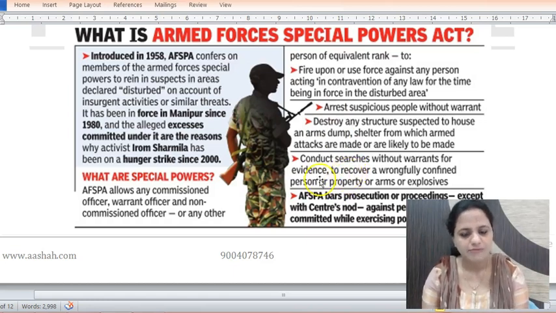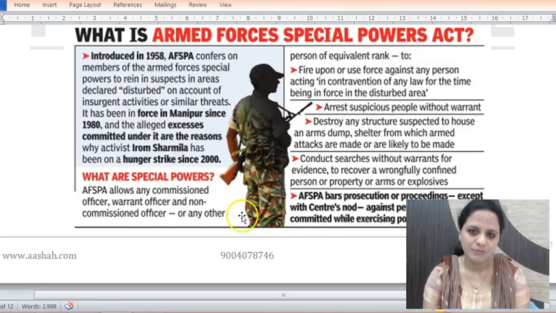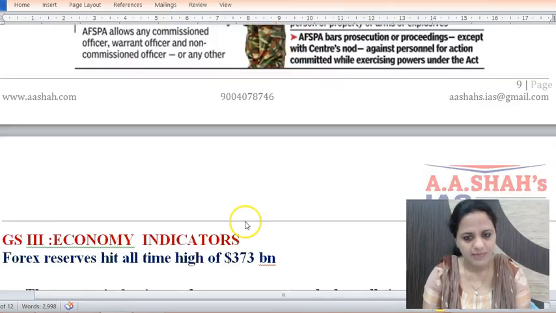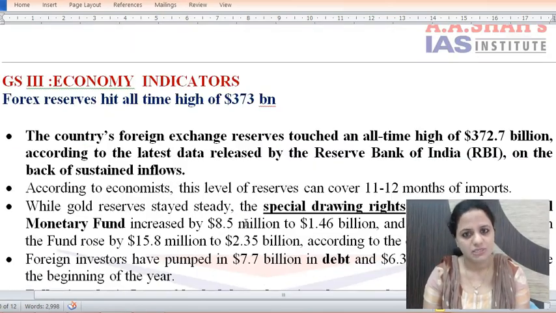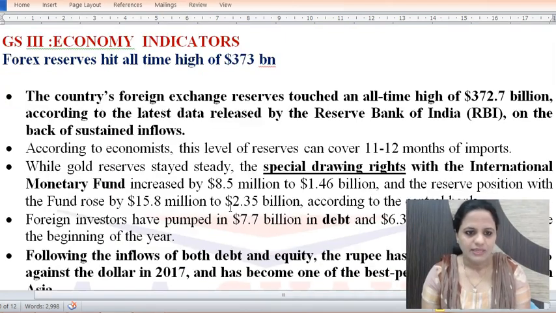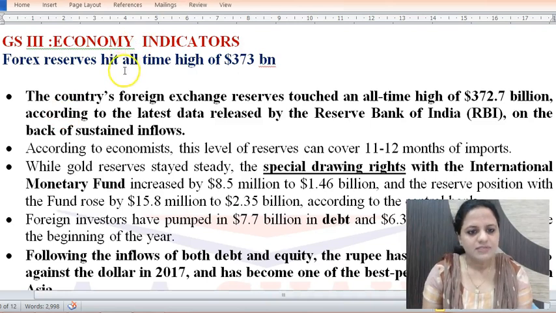So there's a huge amount of power given to the armed forces under this act to tackle insurgency in such disturbed areas. But of course, there are many cases of human rights violations, cases of rape, against these armed personnel in such areas. The next is forex reserves hit an all-time high of $373 billion.